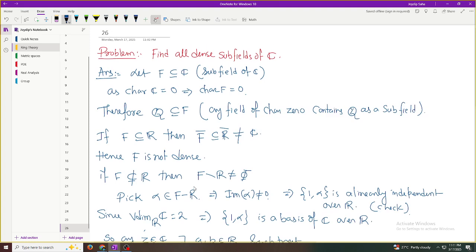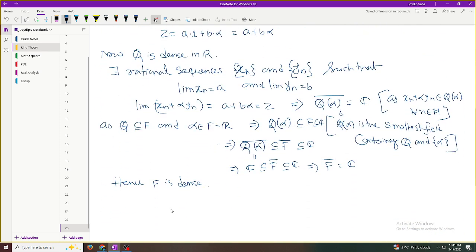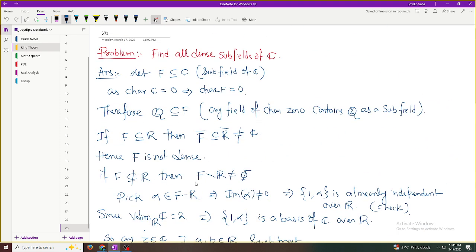Therefore my question was: find all dense subfields of C. So all dense subfields of C are the subfields which are not contained in R. And the converse is also true, because if F is dense, then F cannot be contained in R. If F is contained in R, then the closure of F is not C.